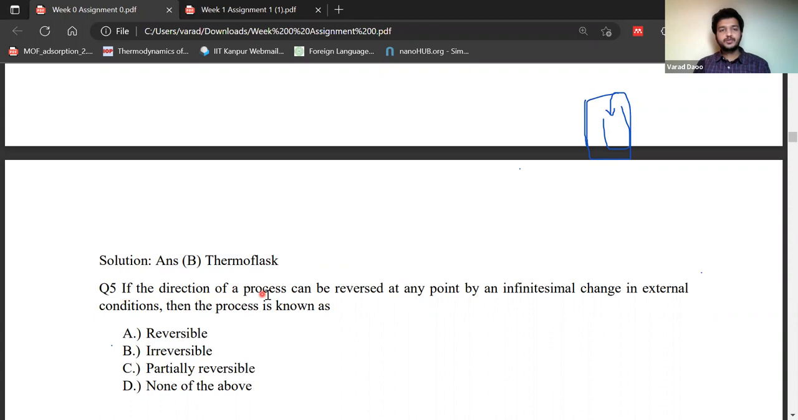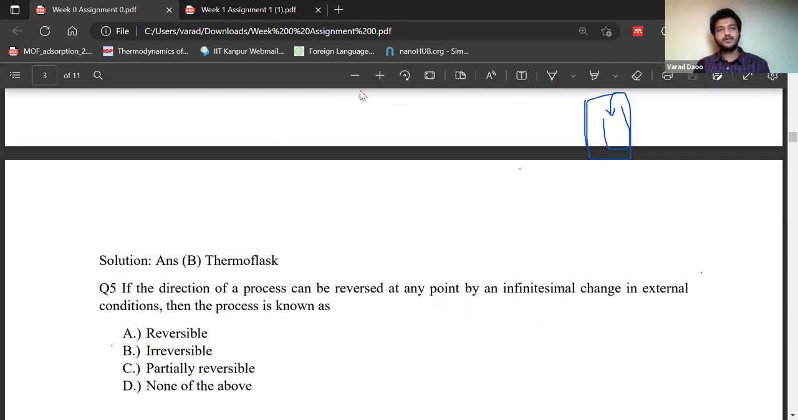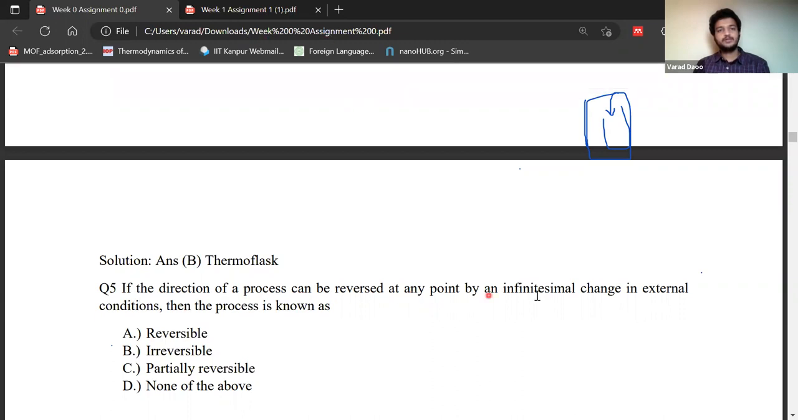If the direction of a process can be reversed at any point by an infinitesimal change in external condition, then the process is known as: the options are reversible, irreversible, partially reversible, and none of the above. So would anybody of you like to try? Right. So first let us understand what is a process.